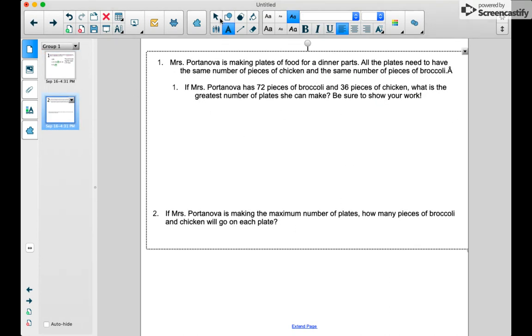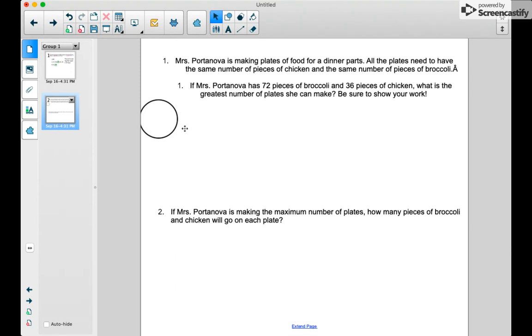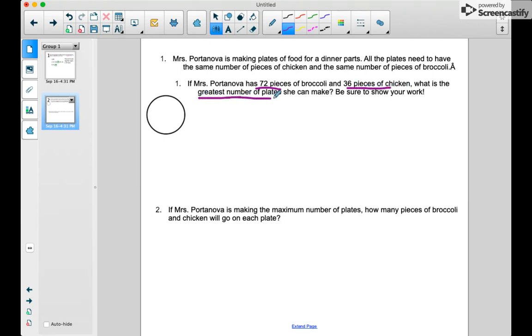The next one is Mrs. Portnova is making plates of food for a dinner party. So in my head, I'm picturing plates of food for a dinner party. All the plates need to have the same number of pieces of chicken and the same number of pieces of broccoli. So if Mrs. Portnova has 72 pieces of broccoli, and again, I'm going to look for this important information and underline, and 36 pieces of chicken, what is the greatest number of plates she can make?